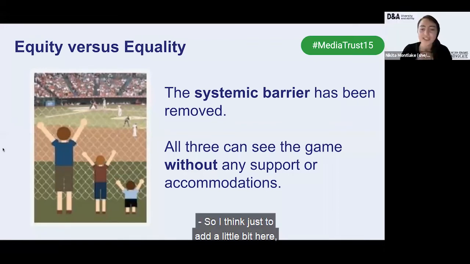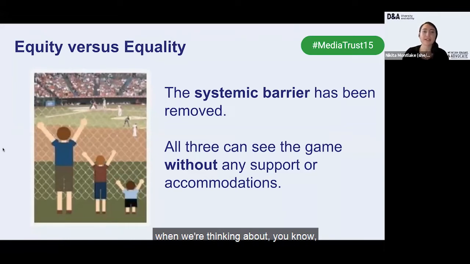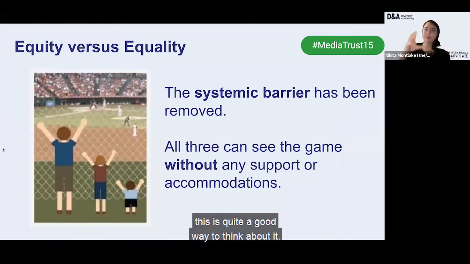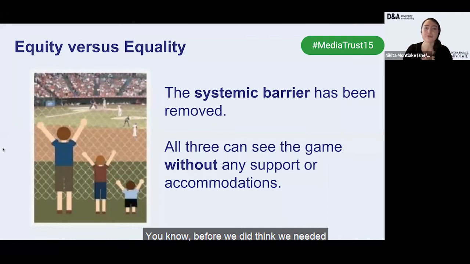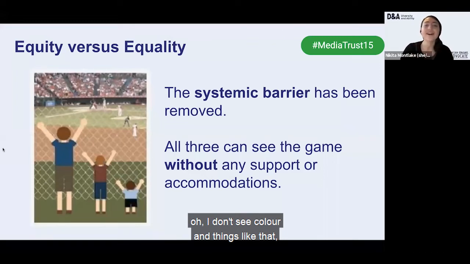So I think just to add a little bit here, when we're thinking about how the diversity and inclusion space has progressed over the last few years, this is quite a good way to think about it. Before we did think we needed to be treating everyone equally. And that's when we heard phrases like, oh, I don't see color, and things like that.